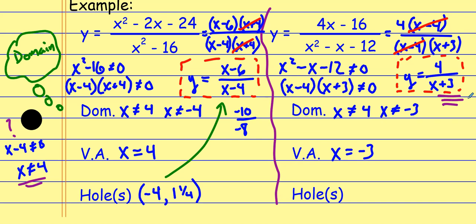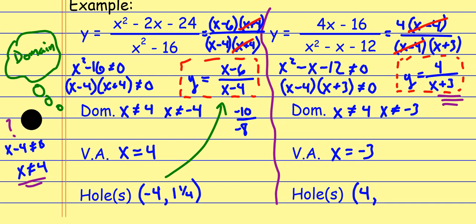But notice, if I asked you for the domain restrictions of the simplified version, you wouldn't tell me x can't equal 4. That restriction has been removed, so that's my hole in the graph. So again, the 4 is still a restriction. We just don't see that restriction anymore after we simplify, okay? It's still part of the problem, all right? But it represents a hole in the graph.